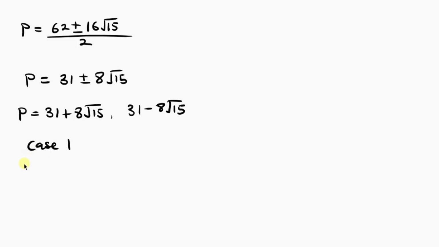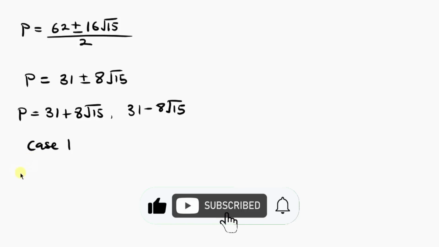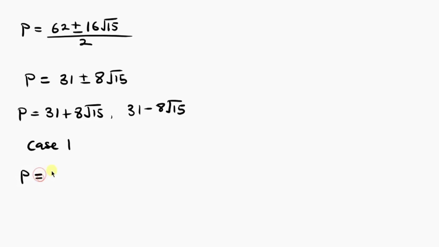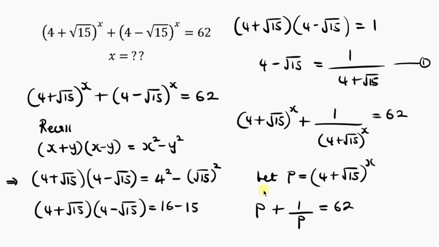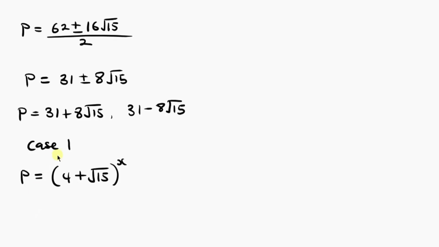For the first case, remember what we said. We said P is equal to (4 plus the square root of 15) all raised to power x from our initial condition where we introduced P. Let me show you. This is it here. We said let P be equal to (4 plus the square root of 15) all raised to power x. And that is what we are going to be using until we have our final solution. So let's go. For case 1, our P will be this value.